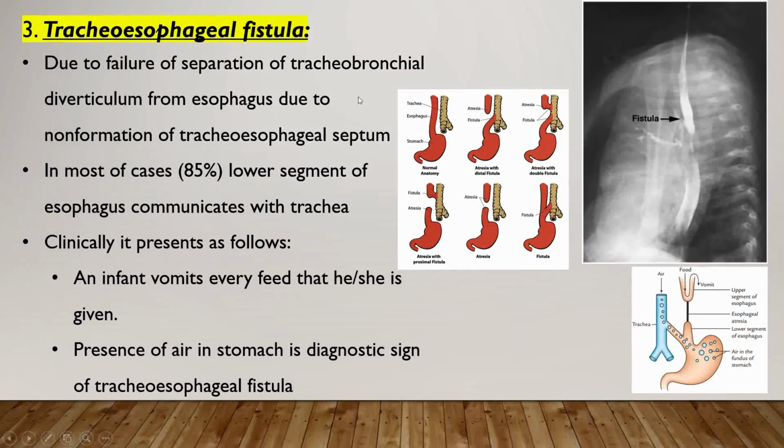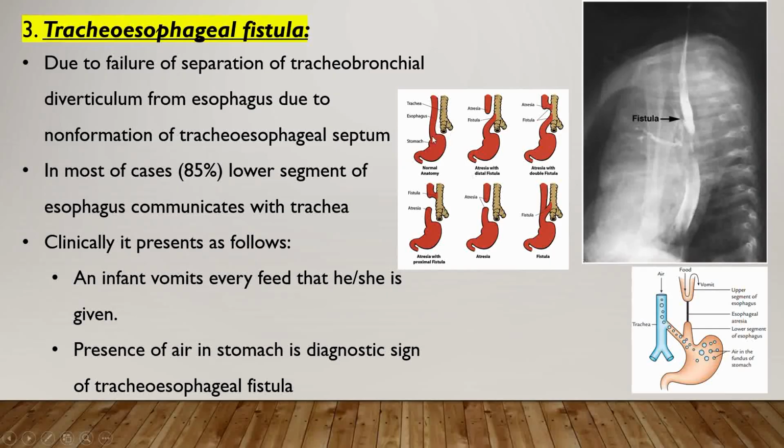Then there is tracheoesophageal fistula. As I mentioned, it is due to failure of separation of the tracheoesophageal diverticulum from the esophagus due to non-formation of the tracheoesophageal septum. So here a communication is formed between the esophagus and the trachea. In most cases, the lower segment of the esophagus communicates with the trachea. Clinically, the infant vomits every feed that he or she is given. Presence of air in the stomach is a diagnostic sign of tracheoesophageal fistula.